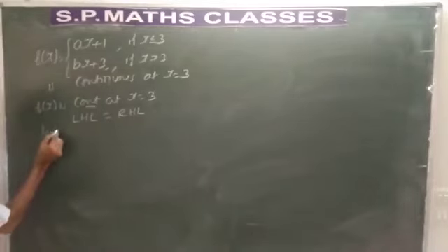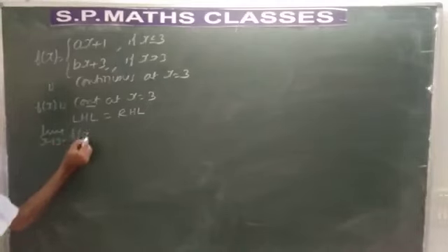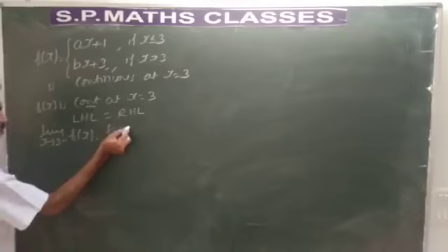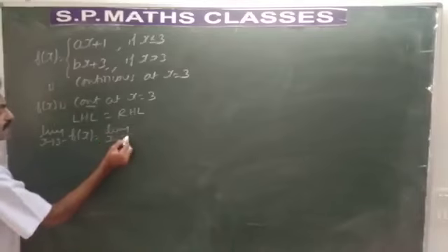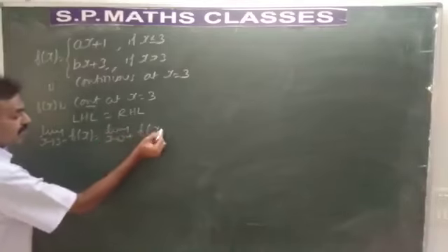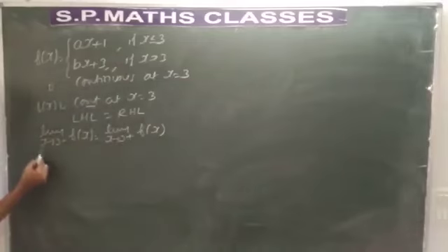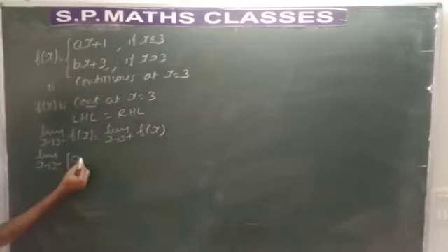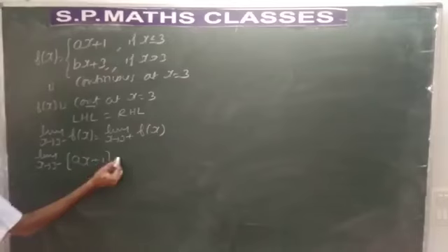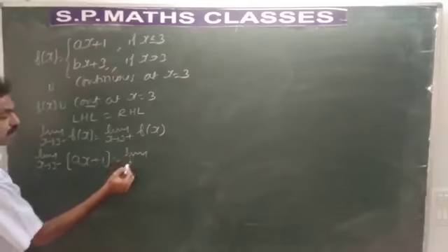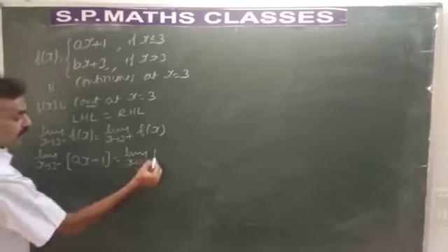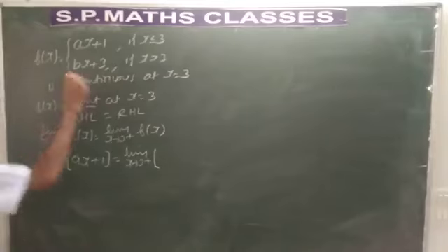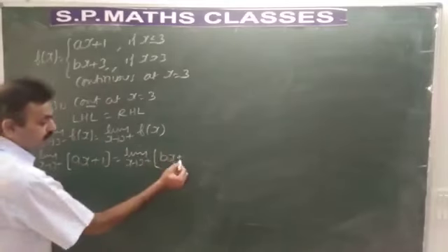What is left hand limit? Limit as x tends to 3 minus f of x is equal to limit as x tends to 3 plus f of x. This is what the condition is. Limit as x tends to 3 minus f of x. What is 3 minus? Less than 3? It is ax plus 1. Limit as x tends to 3 plus. For 3 plus, which function is defined greater than 3? It is bx plus 3.